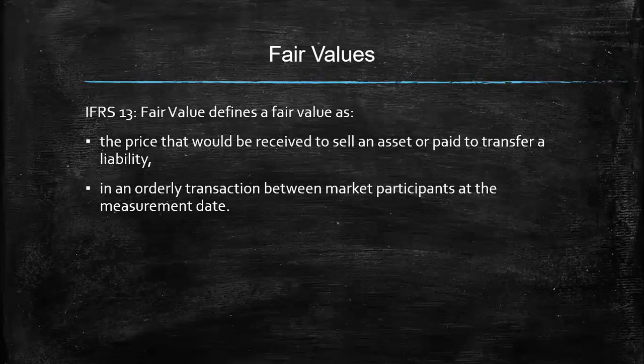So, for example, let's say you are about to sell your car. If you decide to sell your car, if you go to the market and you ask a stranger to buy it from you, the price that they offer you, or the price that you're able to negotiate with a complete stranger, let's say you're able to negotiate a price of $10,000 for your car with a complete stranger, that is the fair value of the car.